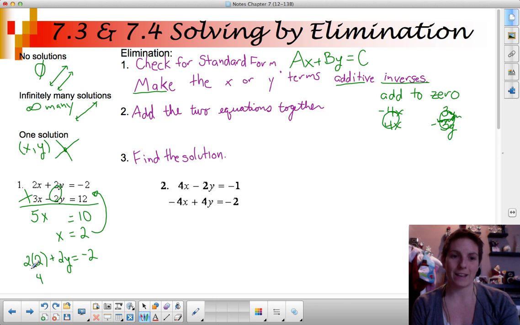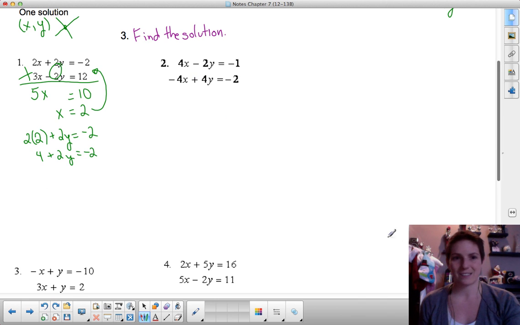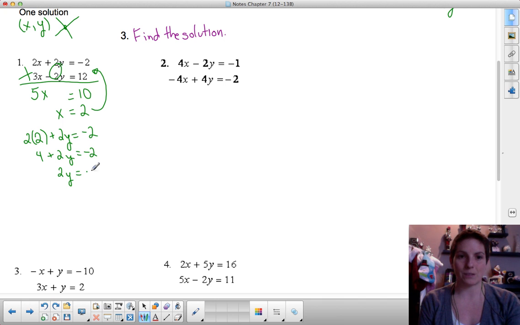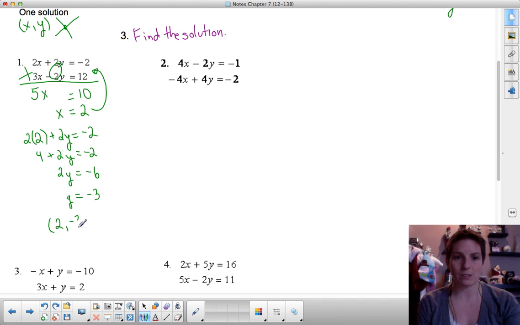Now I'm solving for y. 2 times 2 is 4, plus 2y equals negative 2. Subtract 4 from both sides so that 2y is equal to negative 6. Divide both sides by 2 so that we get y is equal to negative 3. And my one solution, the point where the two lines intersect, is the point 2, negative 3.